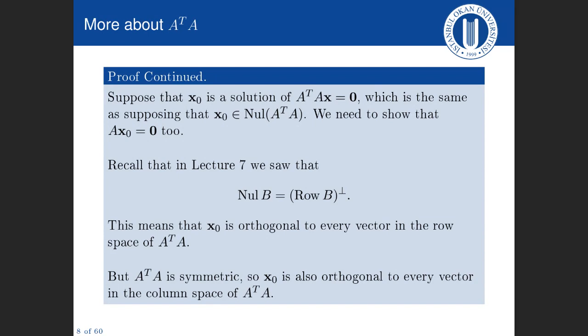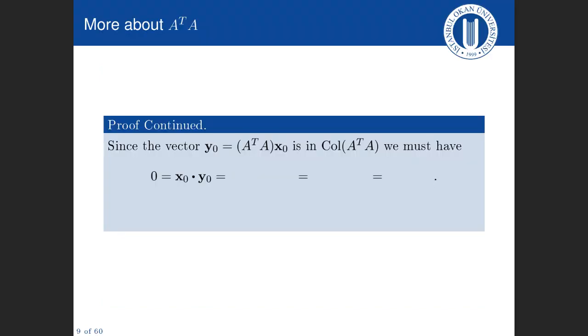So if x0 is orthogonal to every vector in the row space, it must also be orthogonal to every vector in the column space of A transpose A. That's every vector. So we could pick one. We know it's orthogonal to every vector. We can pick one vector which is going to help us. And the vector we're going to pick is A transpose A x0.